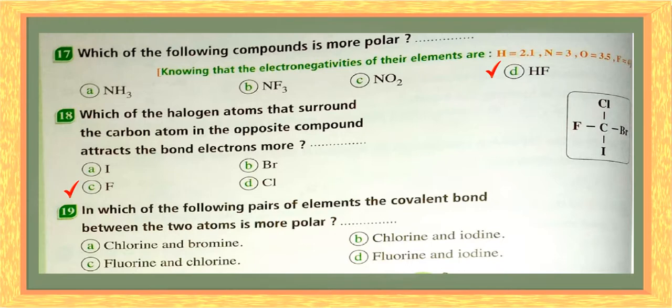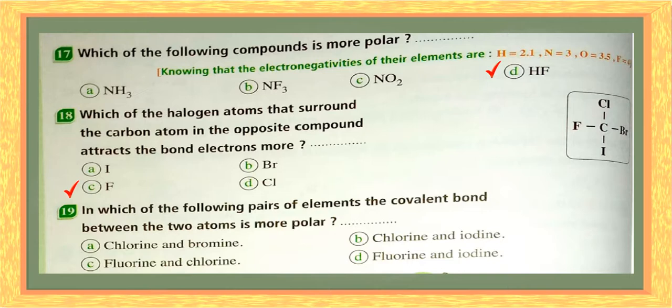Question 19. In which of the following pairs of elements is the covalent bond between the two atoms more polar? We have chlorine and bromine, chlorine and iodine, fluorine and chlorine, and the last one, fluorine and iodine. When we are discussing this one, which is the more polar?